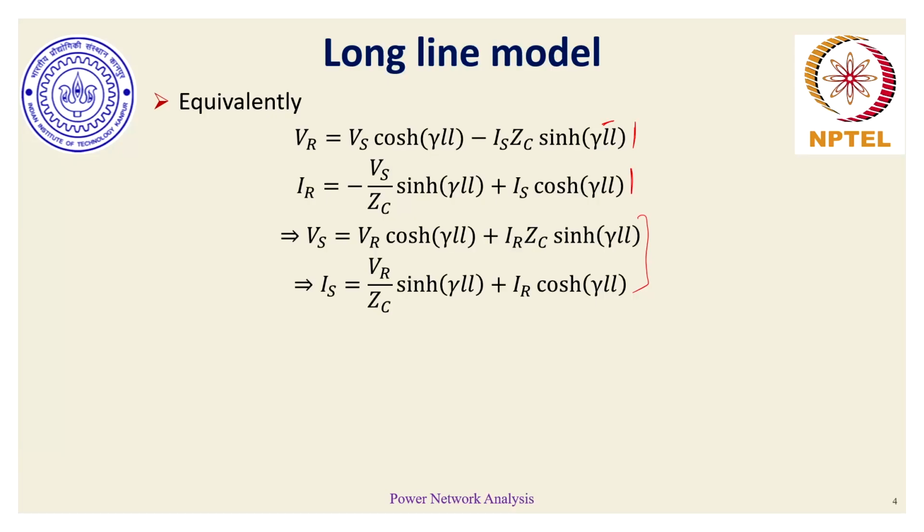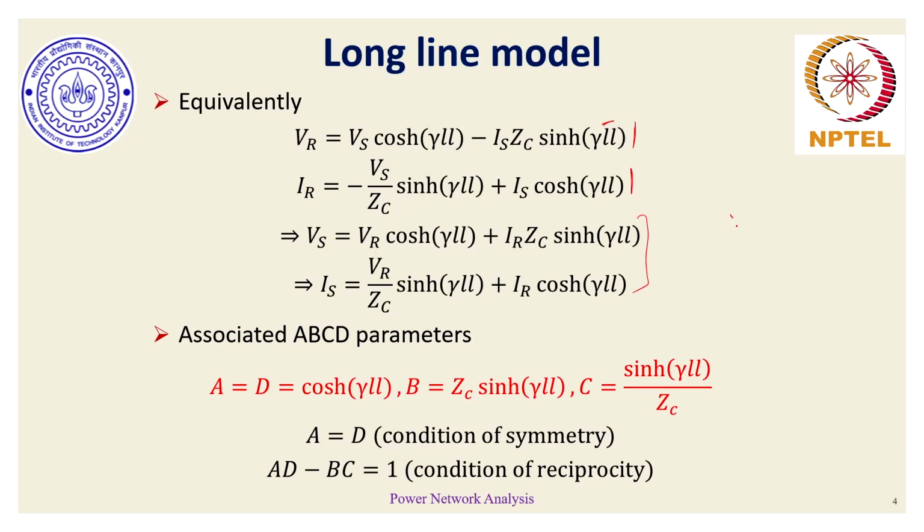So if we recollect our ABCD parameters, then ABCD parameters are nothing but VS is equal to A VR plus B IR, and IS is equal to C VR plus D IR. If we compare these equations one to one in an analogous form, we have A, D equal to each other, and B and C they're in terms of hyperbolic functions of sine and ZC and so on. So still the conditions of symmetry and reciprocity hold true. Condition of symmetry is pretty obvious because A and D are equal.